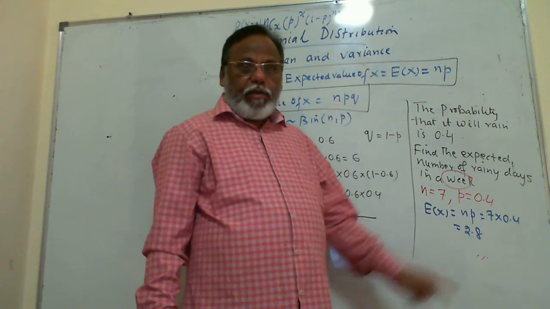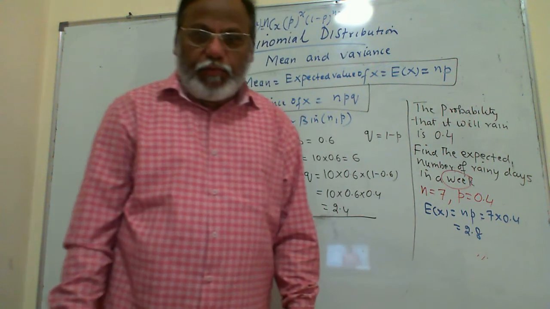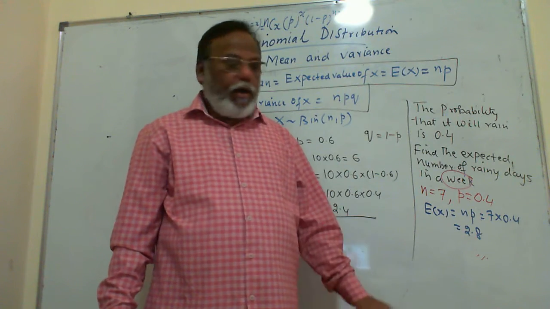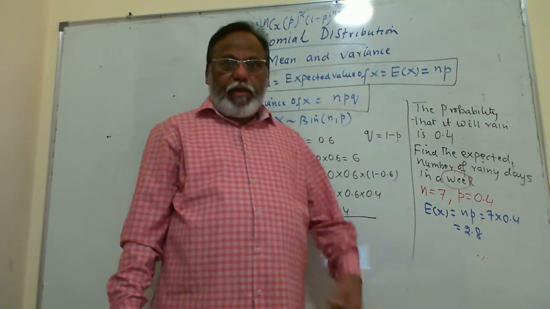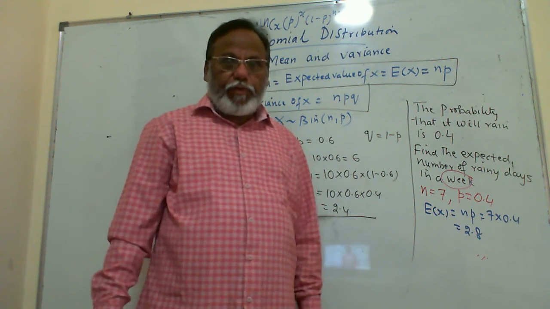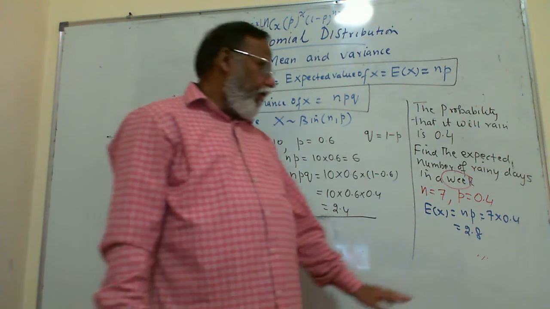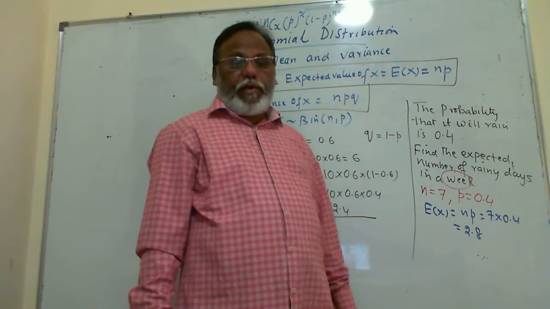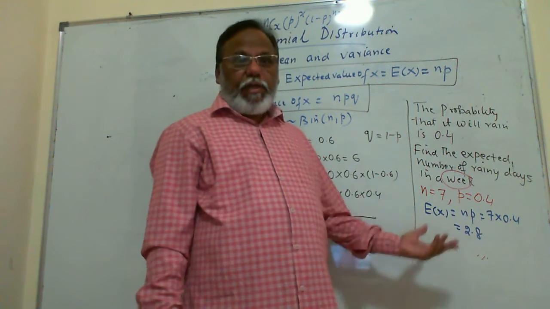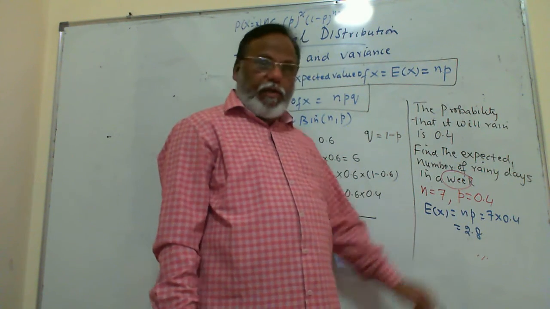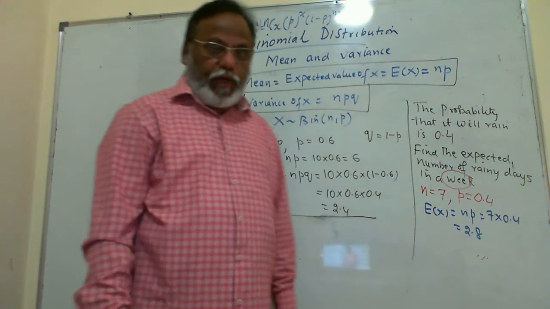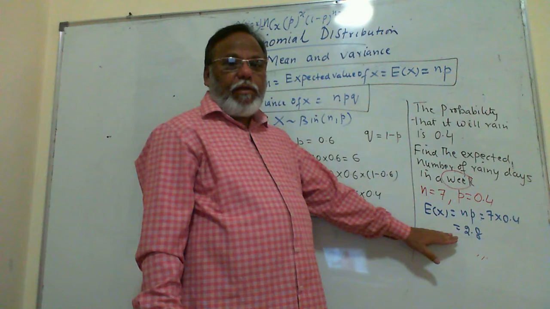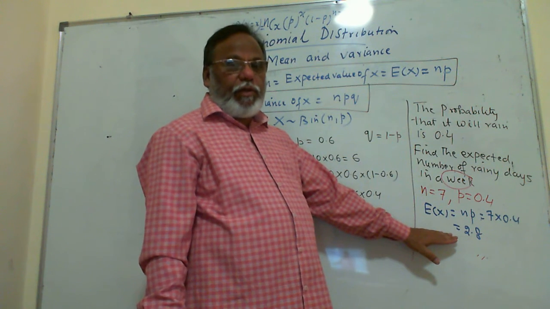Out of 7 days, the number of rainy days will be 2.8 on average. So this is how we apply this idea in any practical problem. You can think of it roughly as 3 days out of 7 days, but mathematically it is exactly 2.8 days. This is how we will be applying this idea in any binomial distribution.